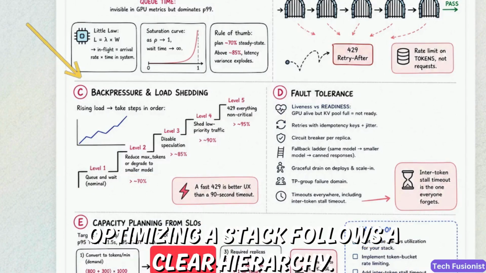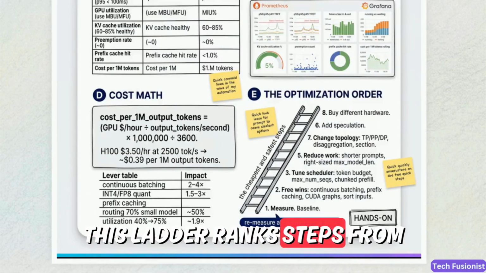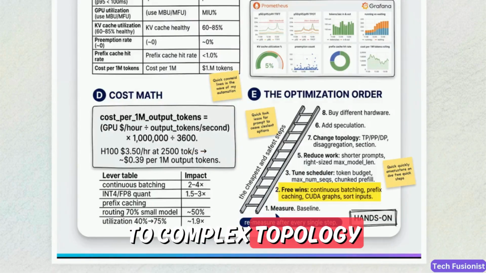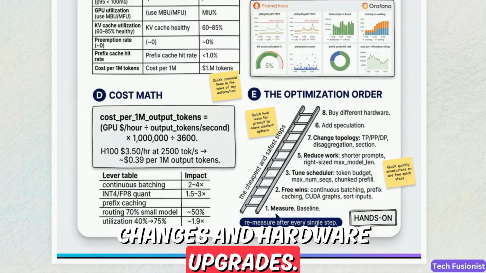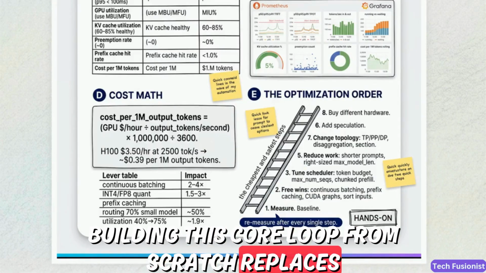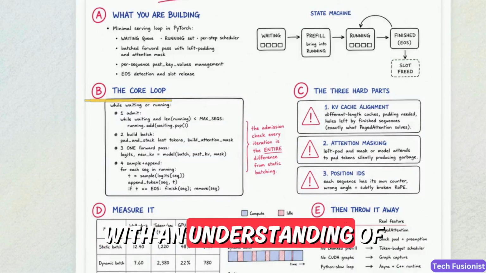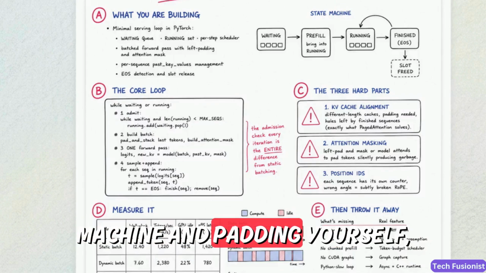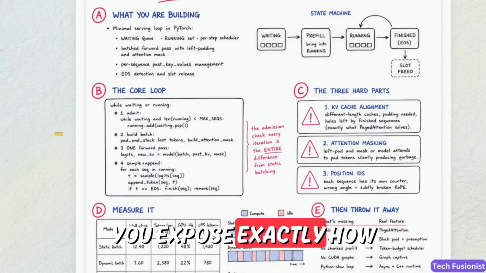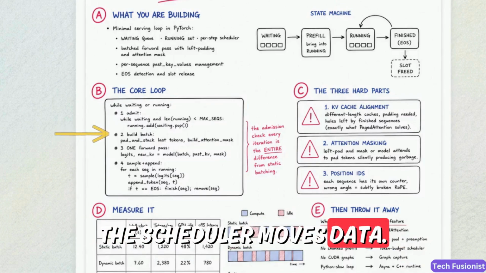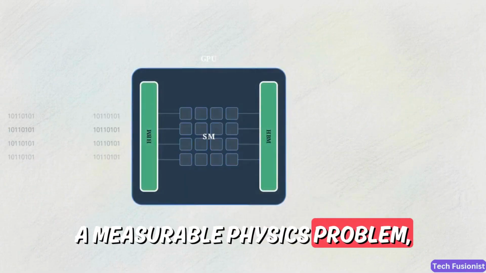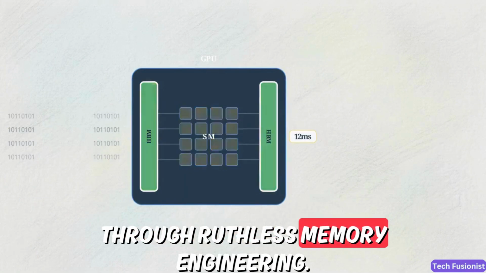Optimizing a stack follows a clear hierarchy. This ladder ranks steps from the cheapest software changes, like batching and caching, to complex topology changes and hardware upgrades. Building this core loop from scratch replaces the sense of magic with an understanding of the engine's physical logic. By tracking the state machine and padding yourself, you expose exactly how the scheduler moves data. Ultimately, reliable production inference is a measurable physics problem solved through ruthless memory engineering.